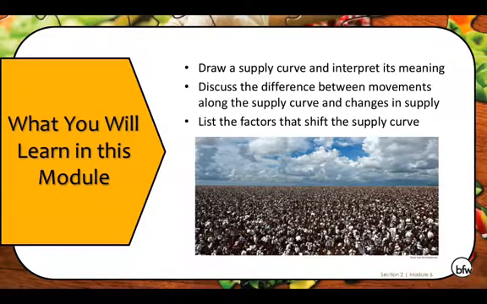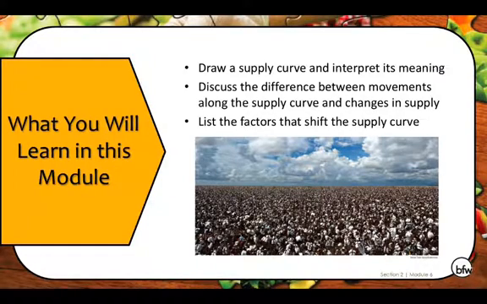So in this module, we're going to learn things that are very similar to the law of demand, but there will be some differences. First, just like we did with demand, we are going to draw a supply curve and interpret its meaning from a supply schedule. We will look at the differences between movements along the supply curve and changes in supply itself, which are almost identical to what we meant when we talked about movements along the demand curve and changes in demand.